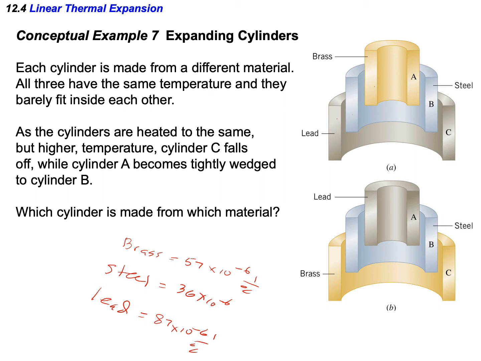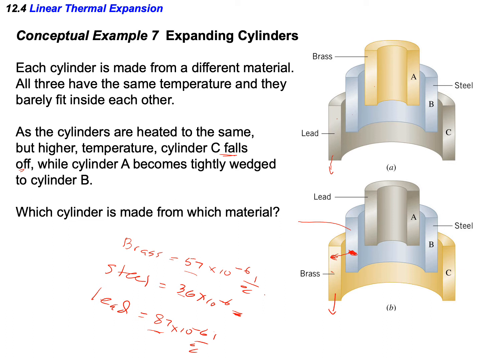when we heat up, the cylinder C falls off. If cylinder C falls off, it means the expansion coefficient of the outer cylinder is higher than the inner cylinder. So if you compare the volume expansion coefficient of B and C, the outer material needs to be higher. Which means if the inner cylinder is made out of steel, the outer cylinder can be either brass or lead, because in either case brass has a higher coefficient compared to steel, and also lead. So if the outer cylinder is lead, the middle cylinder should be steel.